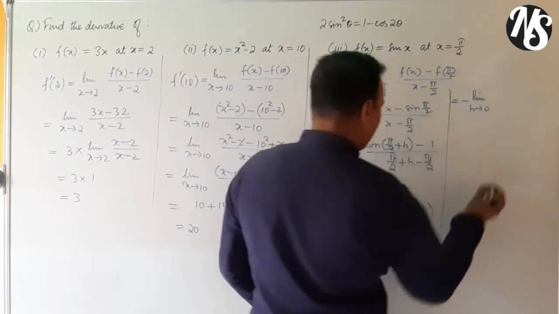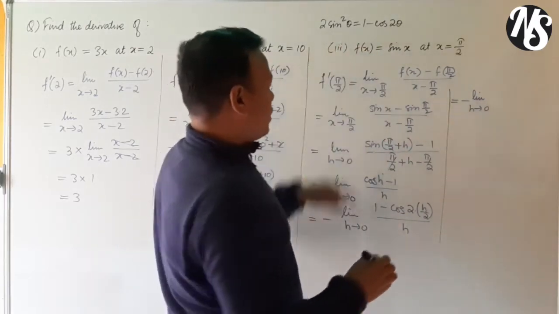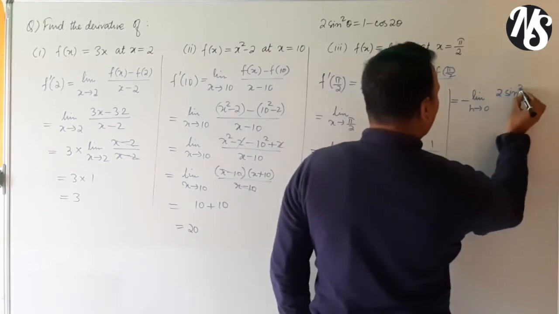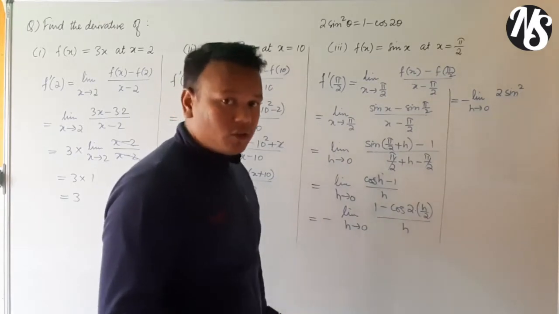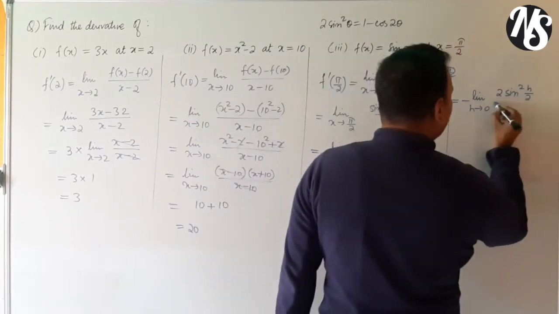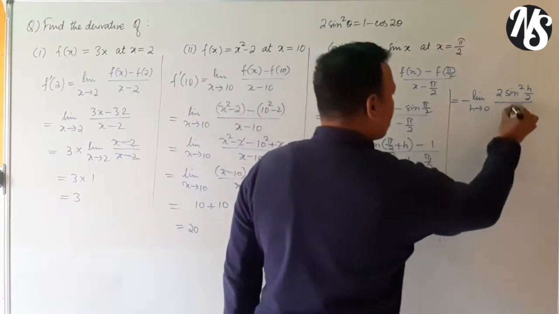h tends to 0. So you know what this is? Using this formula, this is equal to 2 sine square theta. And what is theta actually? Theta is h by 2, right? So this is h by 2 divided by, what do we have? We have h, all right.